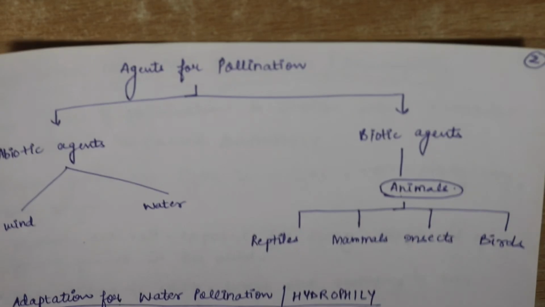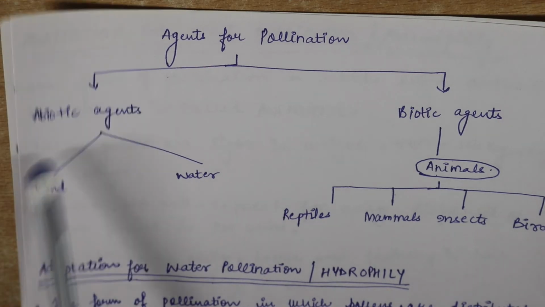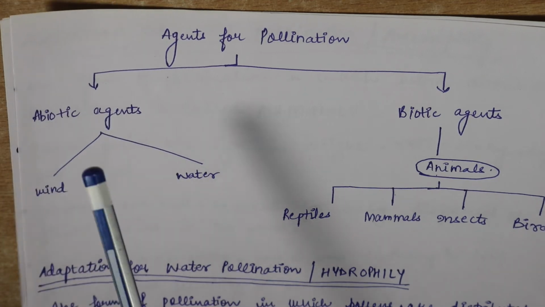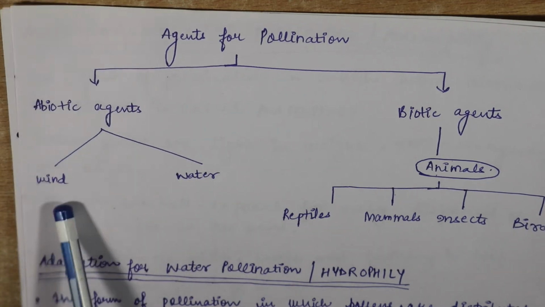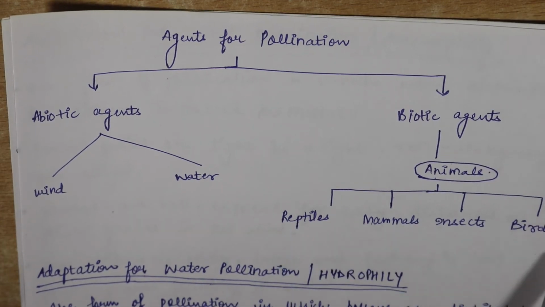Then coming up to the next topic: what are the agents of pollination? So there are two agents. First one is abiotic agents and the second one is biotic agents. Biotic agents means the living agents and abiotic agents means the non-living. So wind and water are abiotic, and animals, reptiles, mammals, insects, birds are biotic.